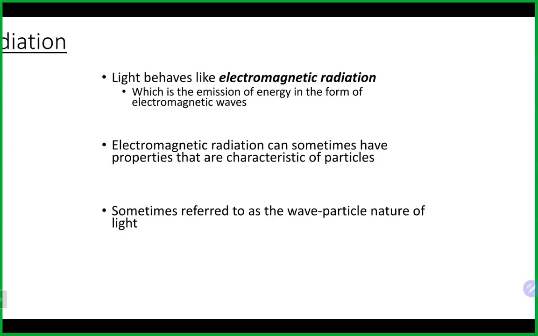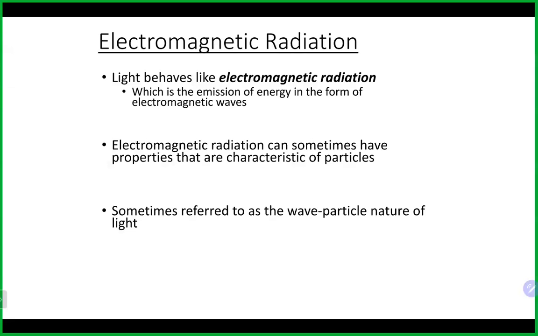So light behaves like electromagnetic radiation, which again is the emission of energy in the form of these electromagnetic waves. Now, there's also this idea that was thought about during this time of the dual nature of light, and the idea that particles, for example, like electrons, can have wave-like functions, and waves can behave like a stream of particles. So light could have some properties that are more like particles, and it could also behave with wave-like functions as well.